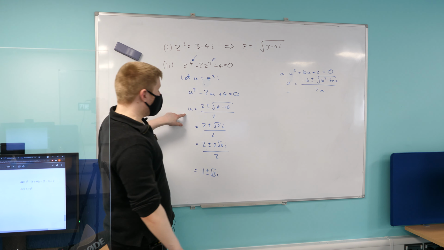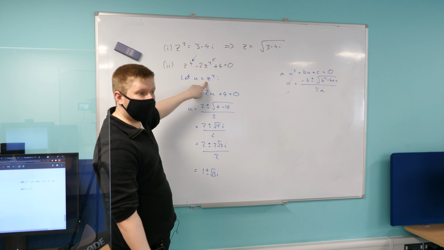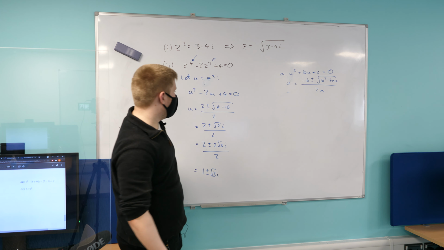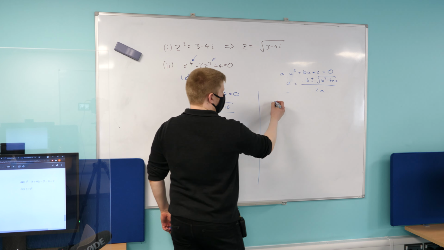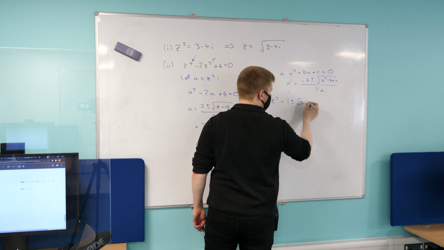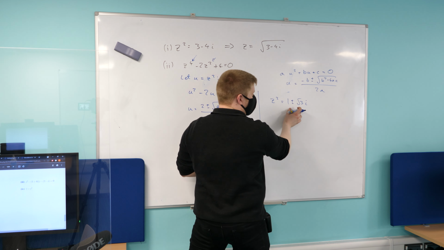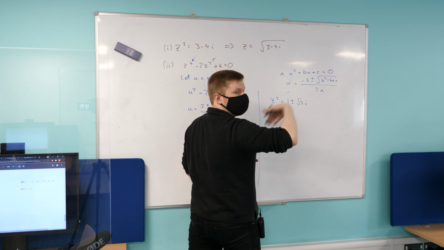Yeah? Now, of course, that's u. That's not what I wanted. I wanted z, exactly. So knowing the fact that u equals z squared, let me just write it over here. I can say z squared is equal to 1 plus or minus root 3i. Well, okay, if I want z then, I'm going to have to take the square root. So actually, in this case, I'm going to separate it into plus root 3i and minus root 3i.